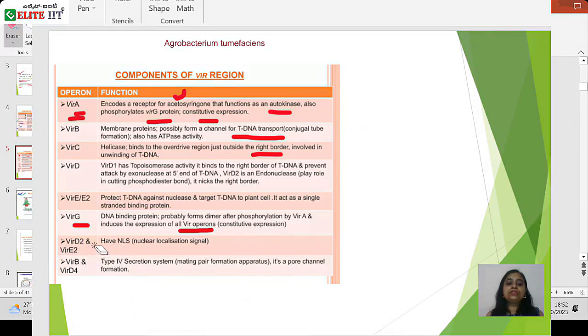Now VirE2 and VirD2 have a nuclear localization signal. It has the signal key to transfer from one place to another place. Now VirB and VirD4 are involved in the type 4 secretion system. B and D4, remember it. This table is very important because you will get questions from this table. Slightly tricky, but you have to remember.